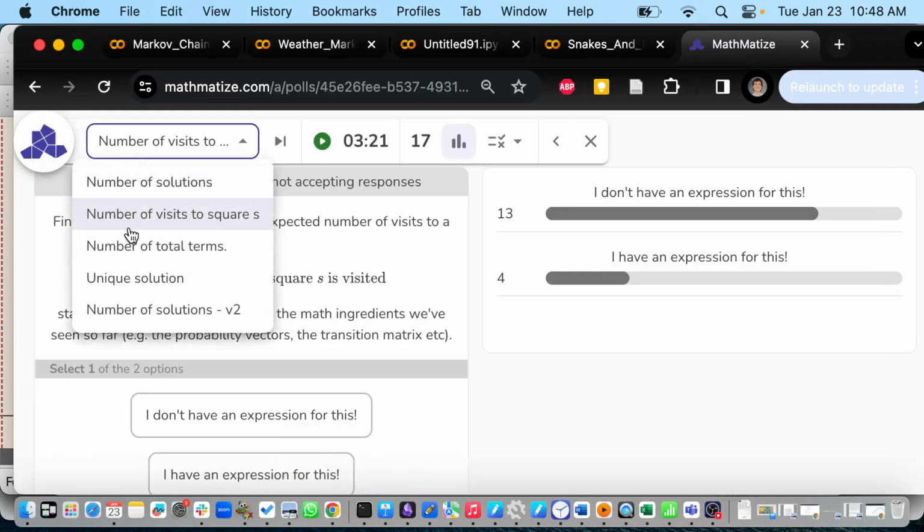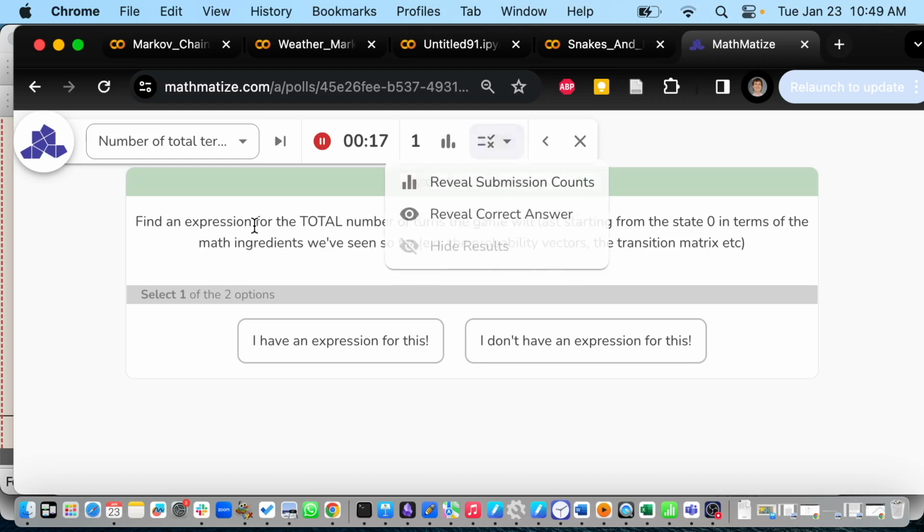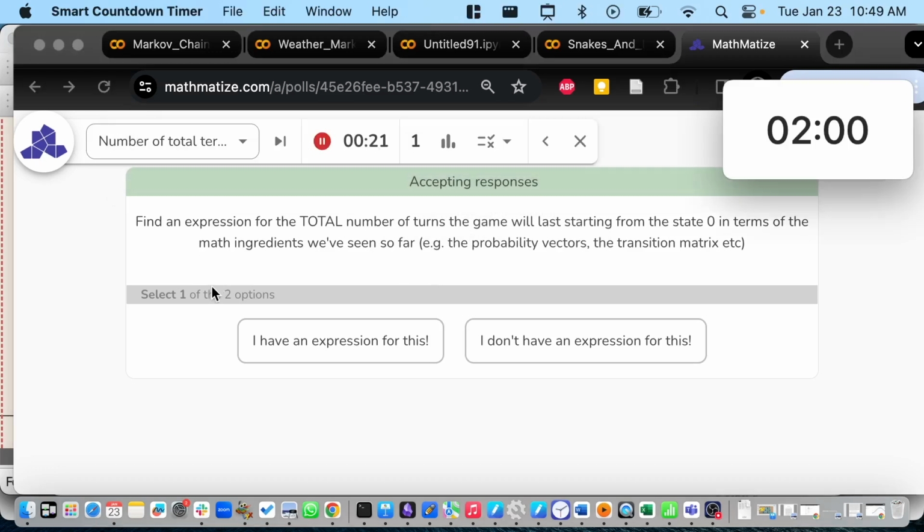Here we go. Number of total visits. Find an expression for the total number of terms the game will last, starting from the state 0, in terms of the math ingredients we've seen so far. So same kind of idea, but I want the total number of terms until you get to square 9. All right. And let me give you a minute, or maybe a minute and a half, to do that.